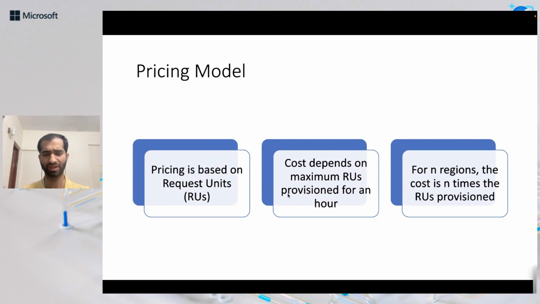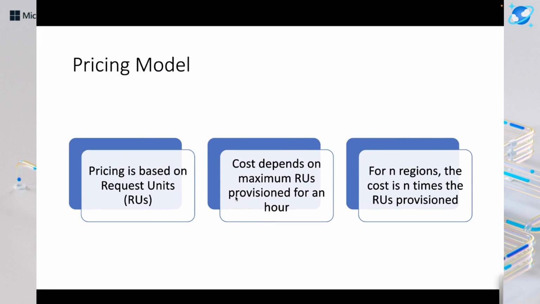First of all, before we get into the autoscaler, let's look at the pricing model of Cosmos DB. Pricing in Cosmos is based on something called request units. A request unit is basically a unit of transaction. For example, if we do a read from Cosmos DB, it is going to cost some RUs. If we do writes, it will cost a few more RUs than that.